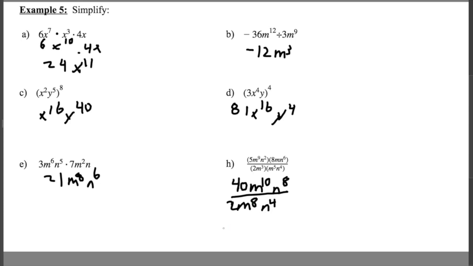And once we divide this out, this should become 20, as 40 divided by 2. M will be squared, and n will remain as power of 4, because 8 minus 4 gives you 4. So it looks like it didn't move, but it's 8 minus 4. That's where we start at power of 4.